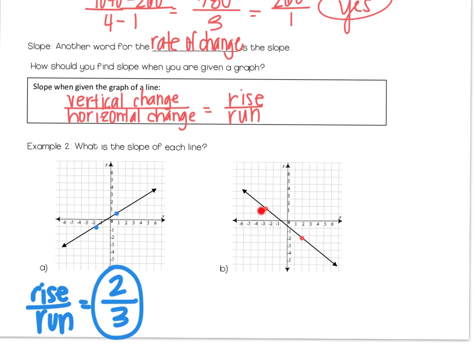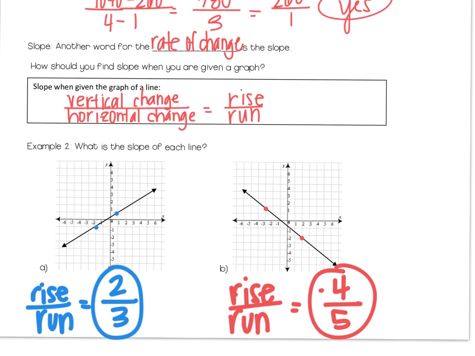Alright, so I always start at the point on the left. I have to go down and then right. So I'm going to go down 1, 2, 3, 4, and right 1, 2, 3, 4, 5. Down 4, right 5. So that's -4 over 5.